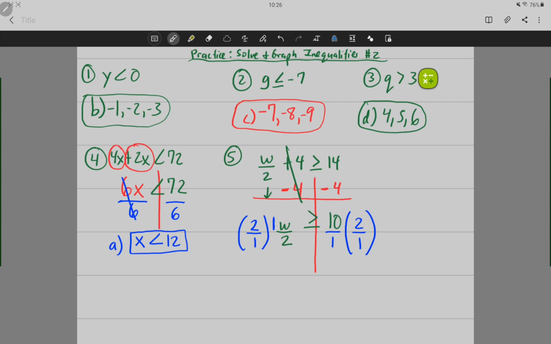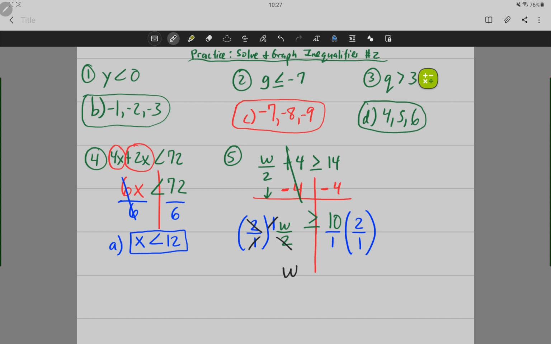Multiplying a fraction by its reciprocal will get rid of the fraction because it's going to leave us with 1 in the front. Because cross-canceling, 2 divided by 2 is 1. You don't have to put the 1. 1 divided by 1 is 1. Again, you don't have to put the 1. But the whole purpose in doing this is to get w by itself, which it is right now.